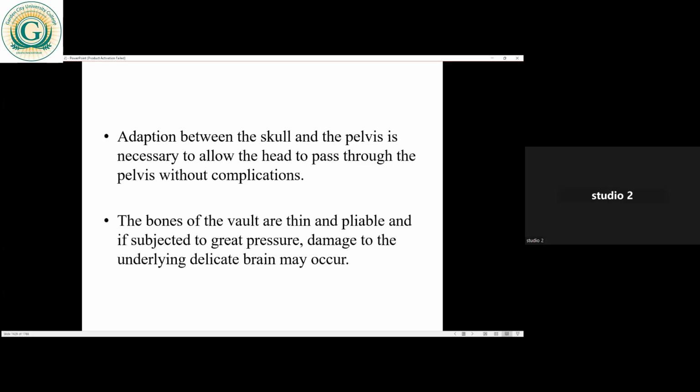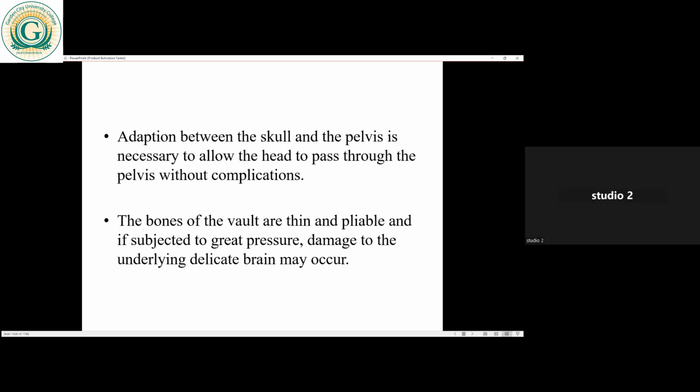Adaptation between the skull and the pelvis is necessary to allow the head to pass through the pelvis. You have the pelvic brim where the baby first passes. Some babies come with a big head, some with a small head. Whatever the shape of the head, it has to go through. That's why we learn the fetal skull, to know what the fetus does to be able to go through that pelvic inlet.